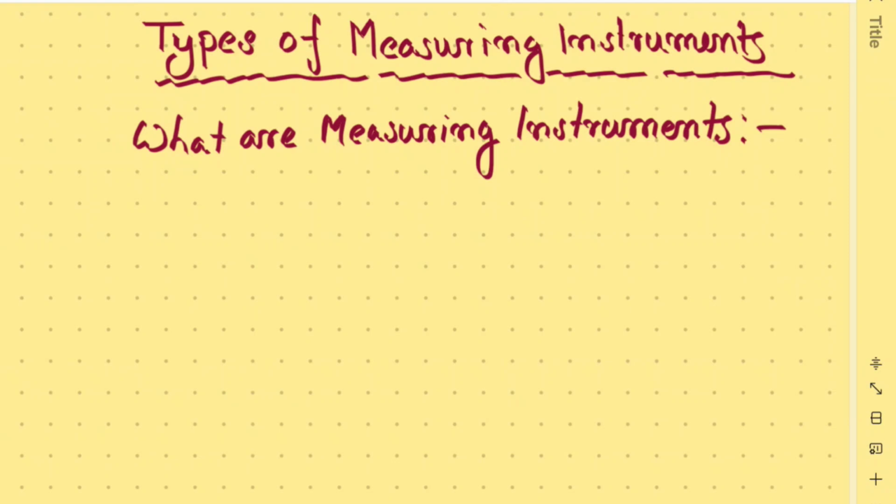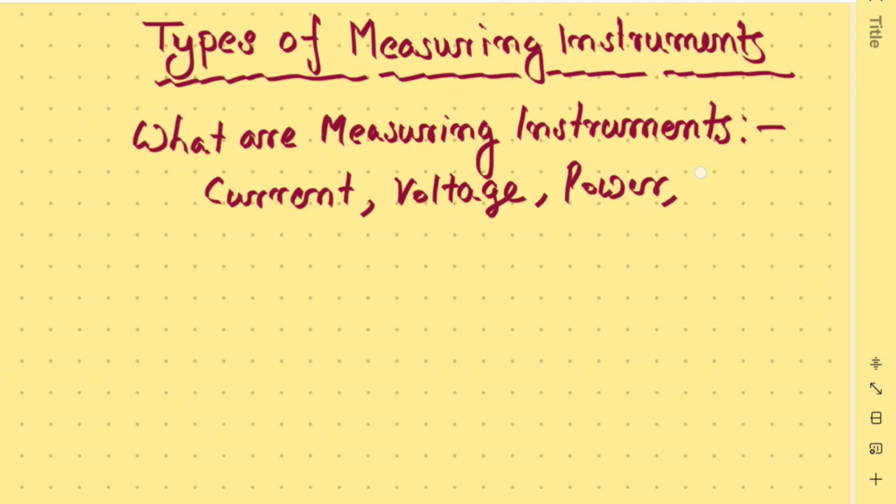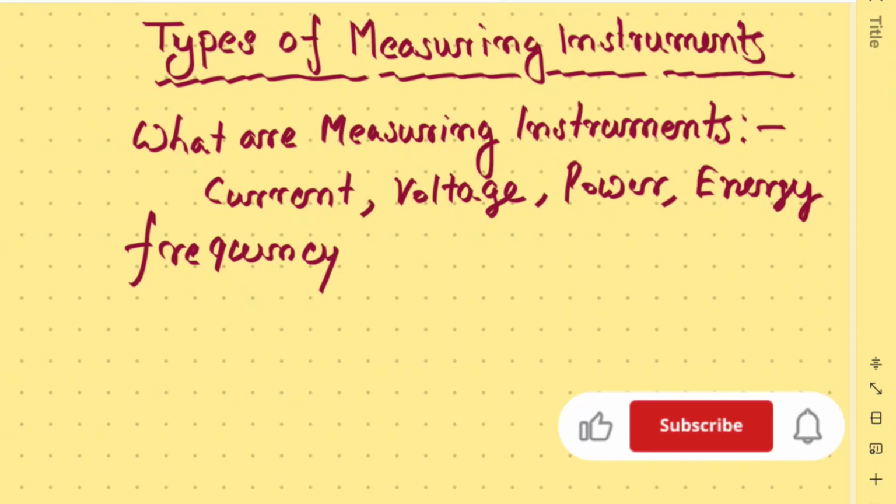In electrical engineering, measuring instruments are devices that are used to measure quantities like current, voltage, power, energy, frequency. Without them, no experiment, no industry and no electrical system can run safely. So that's why these measuring instruments are very important.